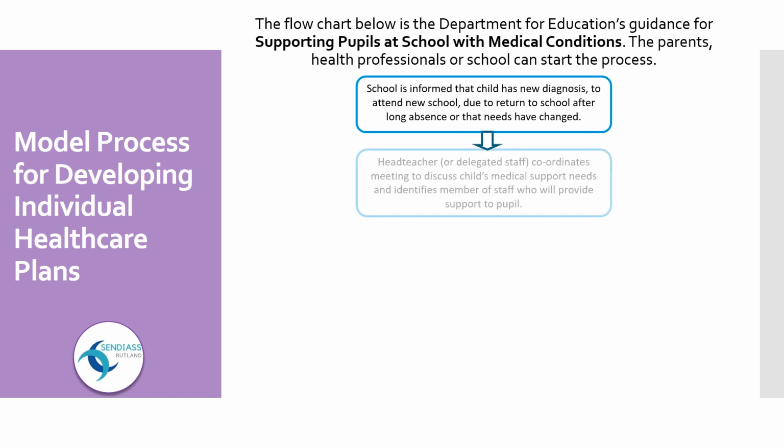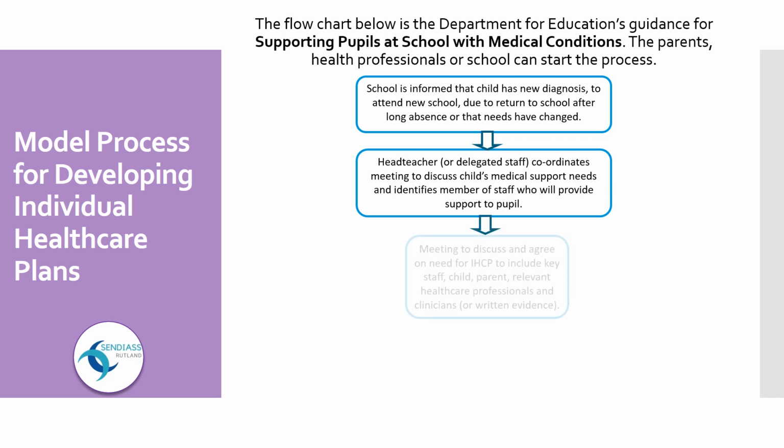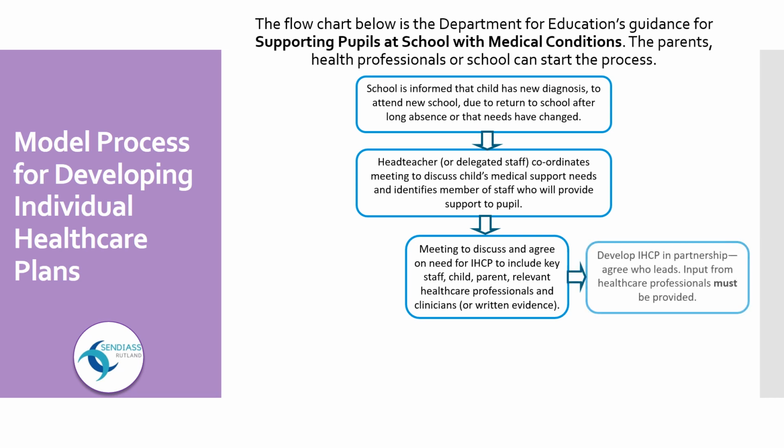Head teacher or delegated staff coordinates meeting to discuss child's medical support needs and identifies member of staff who will provide support to the pupil. Meeting to discuss and agree on need for IHCP to include key staff, child, parent, relevant healthcare professionals and clinicians, or written evidence. Develop the IHCP in partnership and agree who leads. Input from healthcare professionals must be provided.